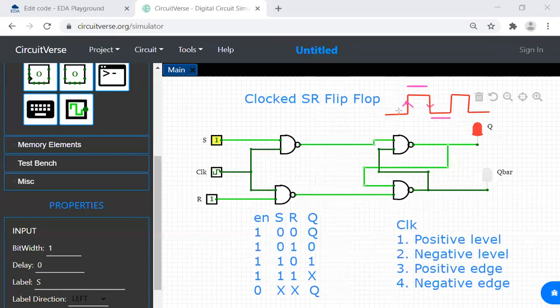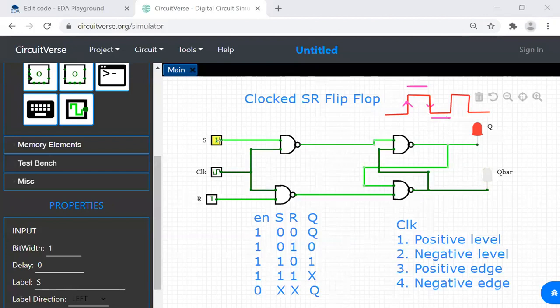Sometimes you can see the output only during this positive edge. If your design is based on this positive edge, you will get the output only when the clock is positive. Or you can design the clock in such a way that it will work only for the negative edge. In a clock signal, the on time will normally be equal to the off time.